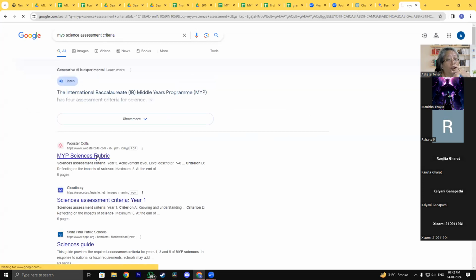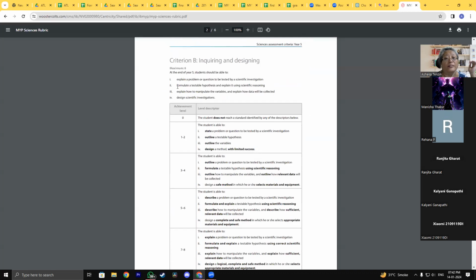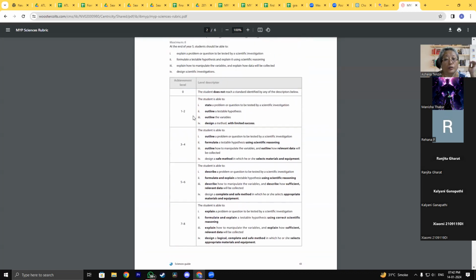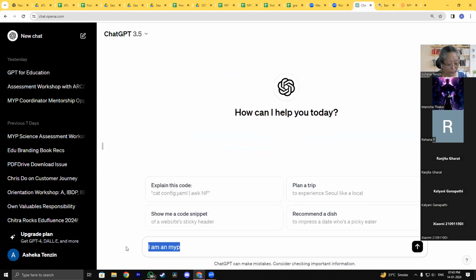If I have the science rubric and this criteria, these are all the strands, right? Yes, ma'am. So I'll click here. MYP science criteria B strands are as follows.